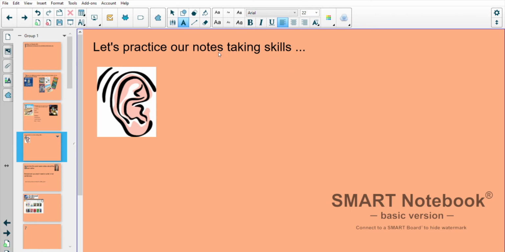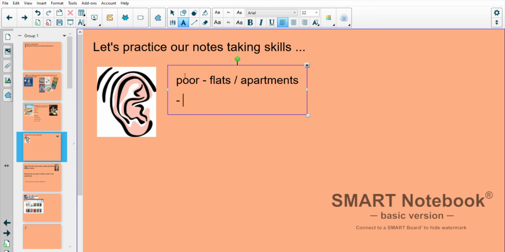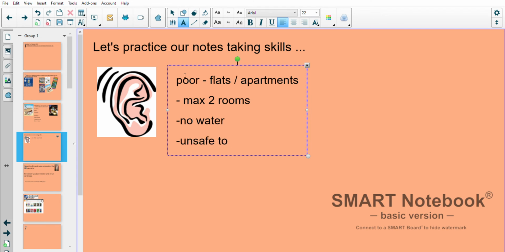So what notes did you take then? It was quite fast. You might still be writing now, but the main information is that poor had small flats or apartments. They also only had, I'm going to put max 2 rooms, no water, and unsafe to cook. And that's probably all that you would be able to write in that amount of time. Okay, let's find out about rich houses.